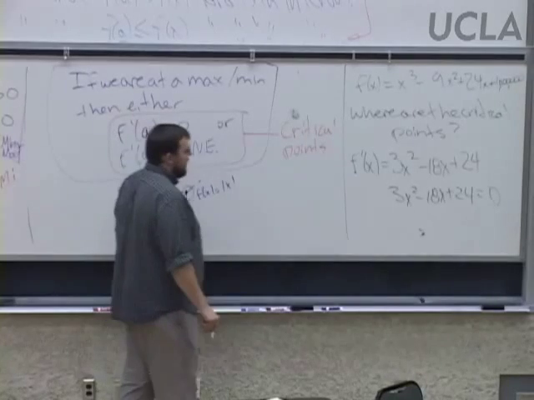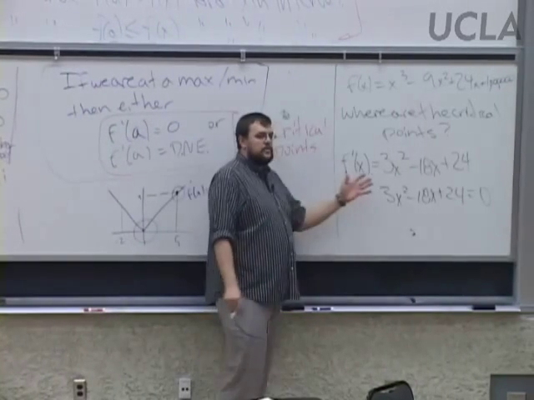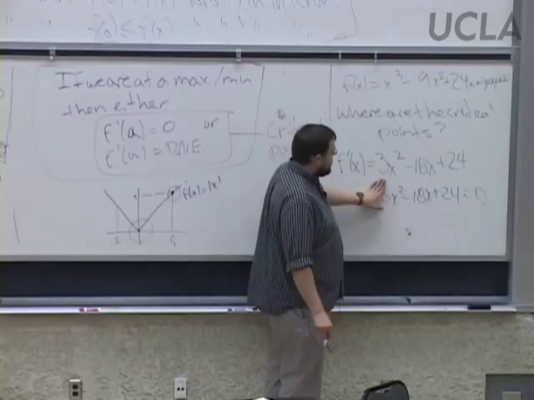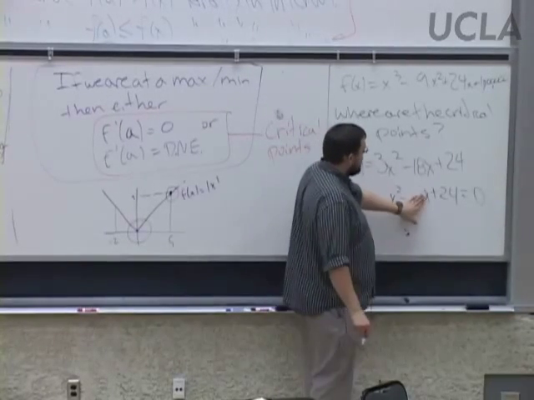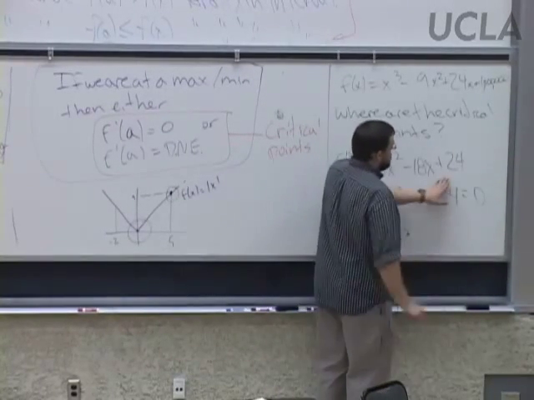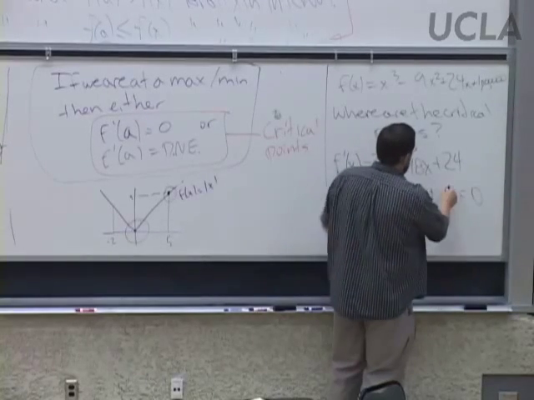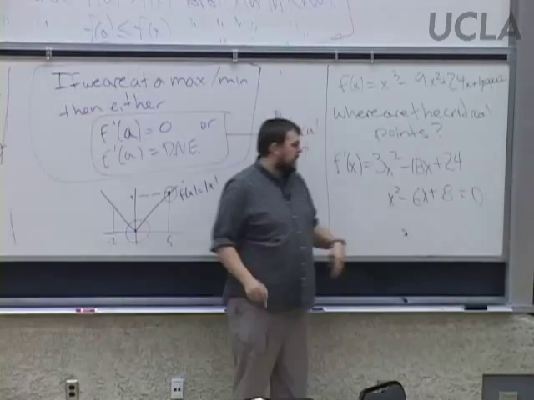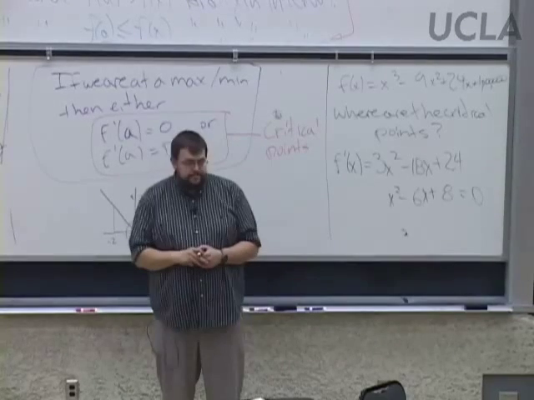Yeah, first thing we can factor, let's divide everything by 3. So 3x squared divided by 3 is x squared. 18x divided by 3 is 6x. And 24 divided by 3 is 8. So it's the same as solving x squared minus 6x plus 8 equals 0.